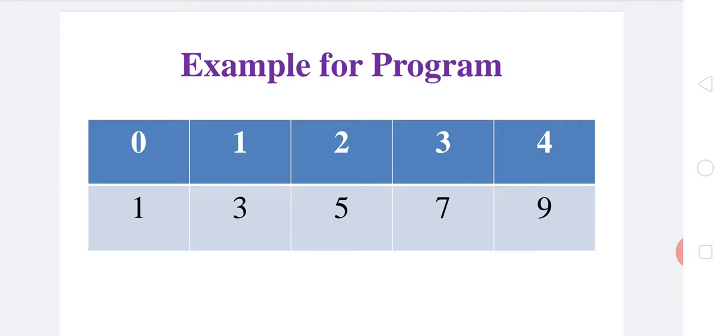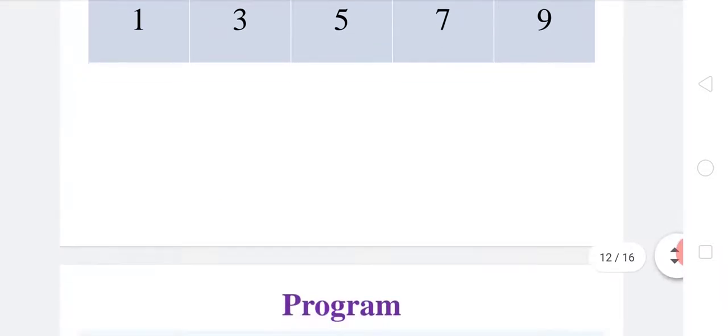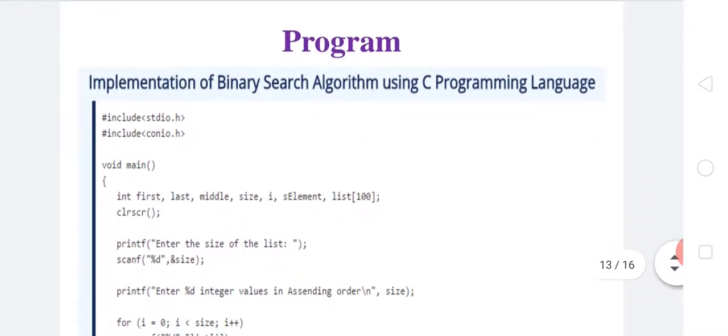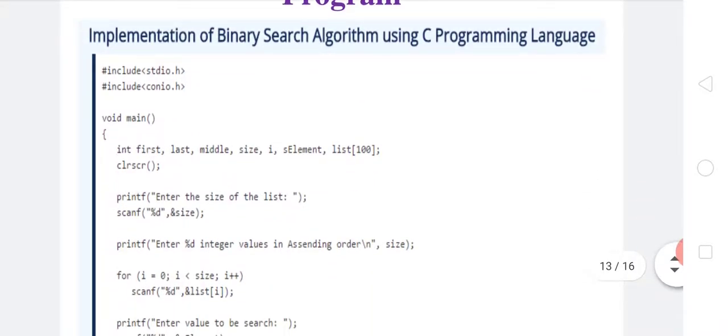Then we can see one example for this particular program. I'm taking one array. The array size is 5, which contains the elements 1, 3, 5, 7 and 9. All the elements are placed in a particular order, which is ascending order. Now see the program. This is the implementation of the binary search algorithm using the C programming language.